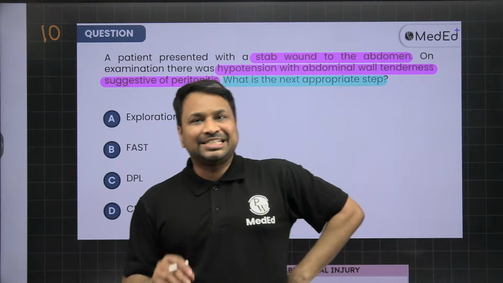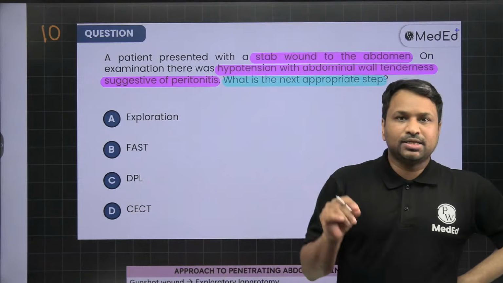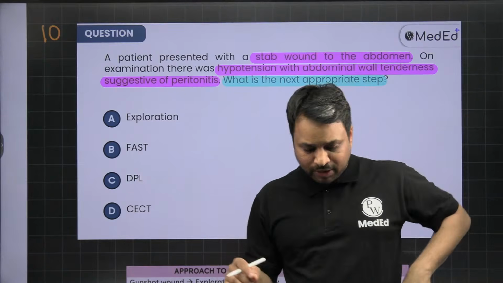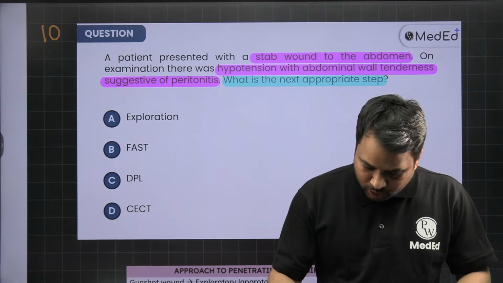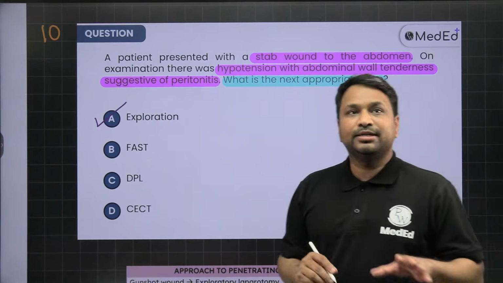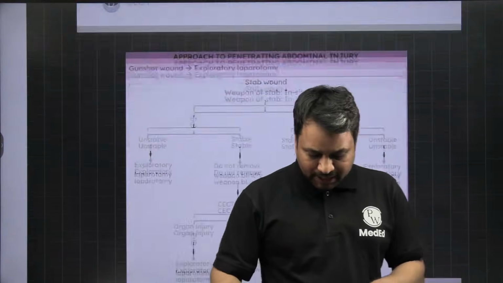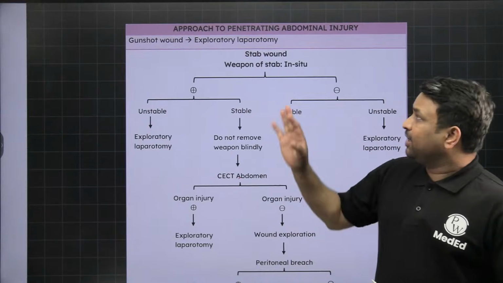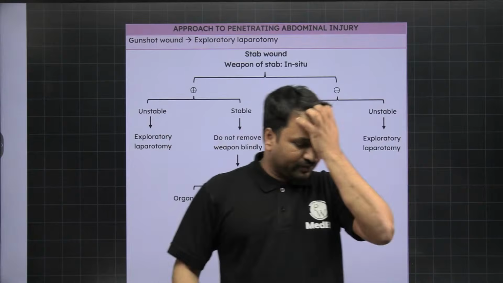For all stab wounds, hemodynamic instability is an indication for exploratory laparotomy. So question number 10, I'm not going to wait for anything. Take the patient directly for surgery. It is going to be exploration. There is no if, there is no but. And hence we have this protocol. We say if a patient presents with a gunshot wound, always take the patient for exploration. There is no if, there is no but.